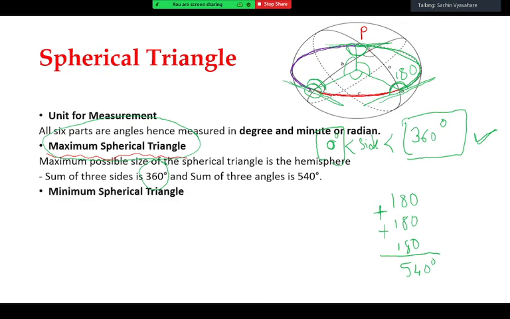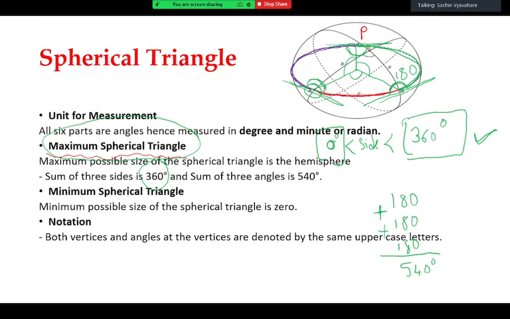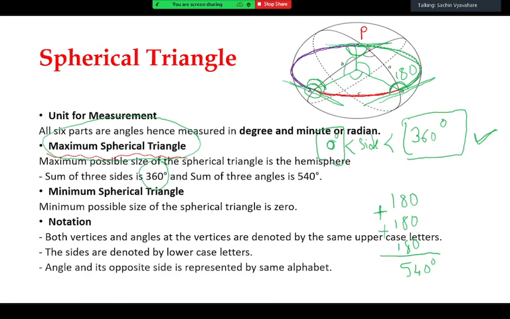The smallest triangle we already observed, that is a single point, and at that time the sum of the sides is 0 degrees there. But yes, the angle is never 0 degrees. The minimum angle in a spherical triangle is always 180. So these notations we already discussed. Uppercase we use to denote the angle, lowercase we use to denote the sides, and angles and their opposite sides are represented by the same alphabet. That is the standard, universal notation for a spherical triangle that we should follow.